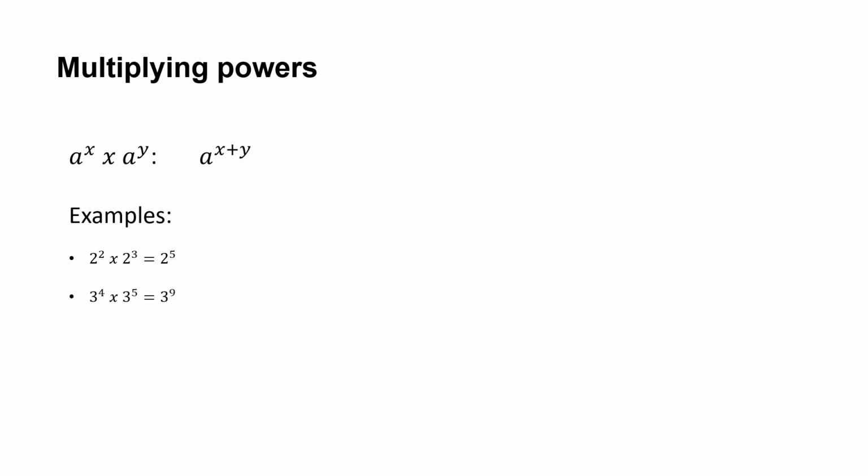Now we have 3 to the power of 4 times 3 to the power of 5. Again, we add the exponents, so the exponents are the powers. So we have 4 plus 5, and that gives us 3 to the power of 9. We'll do 2 more. We have 10 squared times 10 to the power of 6. Again, following this rule, we get 10 to the power of 8. And lastly, we have a half squared times a half to the power of 3. Again, we just add the exponents and we get a half to the power of 5.